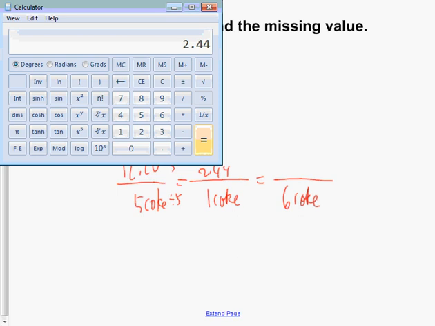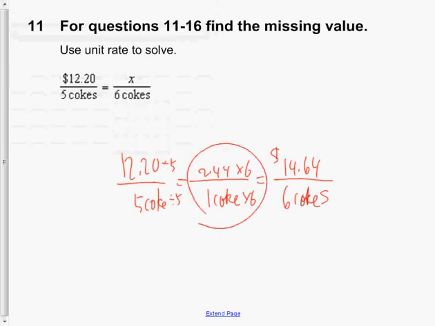And then simply to find 6 Cokes, you'd have to take that value per Coke, multiply it by 6, and you would have the final value. It would therefore cost about $14.64 for 6 Cokes, right? And that's using what we call the unit rate method for determining the missing value in a proportion.